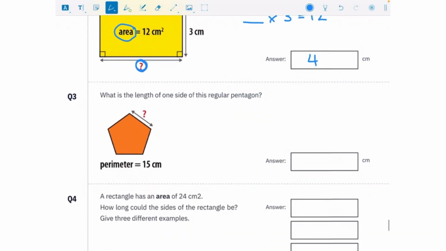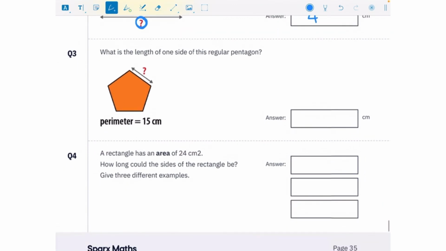Question number 3, what is the length of one side of this regular pentagon? So the perimeter is 15, so that means something, and I'm going to use an X because I don't know what it is. Add something, add something, add something, add something equals 15. Now they all have to be the same number. So X, add X, add X, add X, add X equals 15.